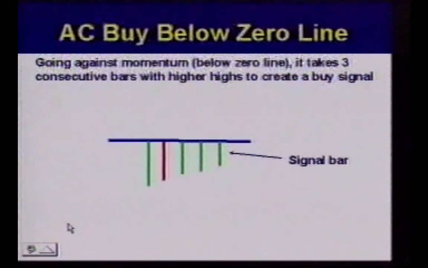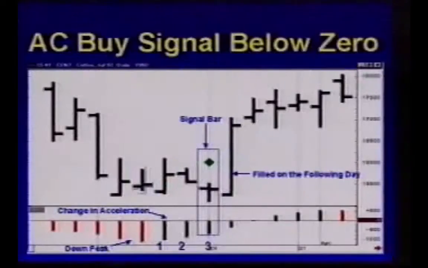Now, the AC buy below the zero line. This is, and I have placed it at the top, going against momentum below the zero line. It takes 3 consecutive green bars with higher highs to create a signal. What that really means is that below zero, it's going to be easier for the market to go down. So if we're trying to buy below zero, we're going to make it a little harder. It's going to take 3 consecutive green bars. So acceleration has to increase 3 days or 3 time periods, whatever time chart you're looking at, consecutively to create the buy signal. So we look at that on the chart.